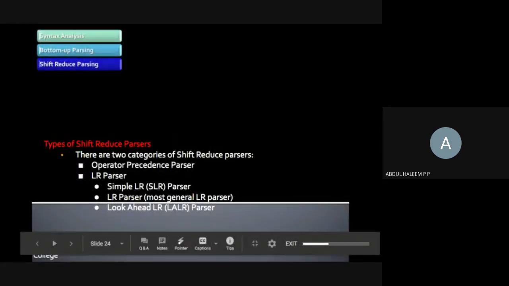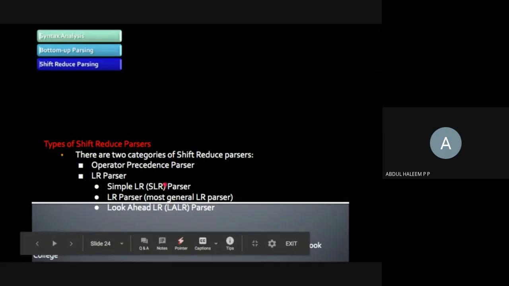We were discussing shift reduce parsers, and we concluded that the majority of the bottom-up parsers are of the type shift reduce parsers. Now we will take two categories of shift reduce parsers, and out of these two categories we'll take one each for further exploration. One is the operator precedence parser and the other one is called LR parsers.